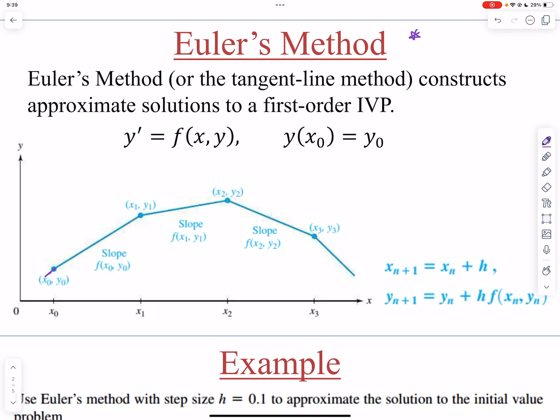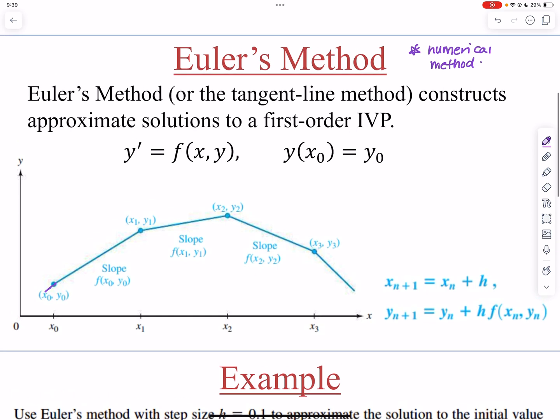This is a numerical method for constructing solutions. So it can also be called a tangent line method, and you'll see why. Here we are going to be constructing approximate solutions to a first order IVP. So here's our IVP. We have our differential equation, and we have our initial condition.